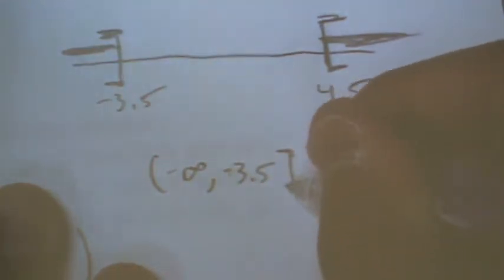Let's write this in interval notation. Parentheses, -infinity, comma, -3.5, bracket. Is that a union? Yeah. Union. Bracket, 4.5, comma, infinity, parentheses. Good job. Just like that.